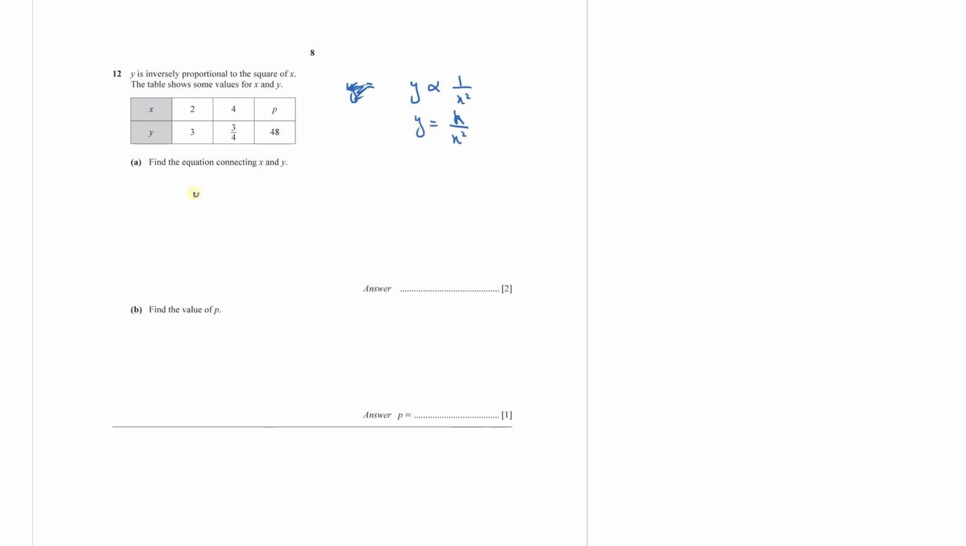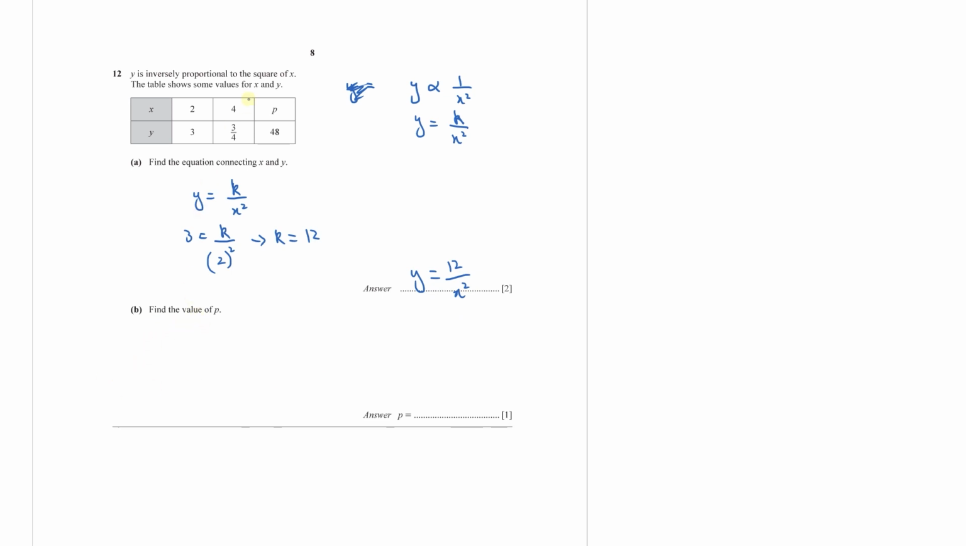So the equation is y equals k over x squared, but you have to find the value of k. I can use any pair of values from the table. I want to avoid this fraction here, so I can use this. y is 3, so 3 equals k over 2 squared. 2 squared is 4, and 4 times 3 is 12. So this gives me k equals 12. So y equals 12 over x squared.